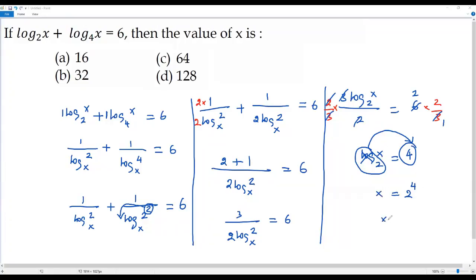So x equals 2 to the 4th power, which is 16. So I have solved for x. The value of x is 16. The correct answer choice for this question is option A.